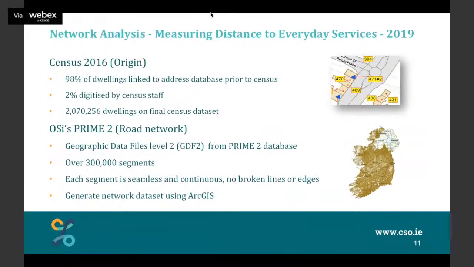So, embracing the SDGs, what we were also able to do was develop a network analysis where we measured the distance to everyday services. We released this publication in 2019. We used our census data and our OSI Prime 2 road network data. This is the first time that the two large data sets in this space were matched together. There are over 2 million households or dwellings in the census 2016, and we had over 300,000 road segments, at the level of GDF2. Can we have the next slide, please?